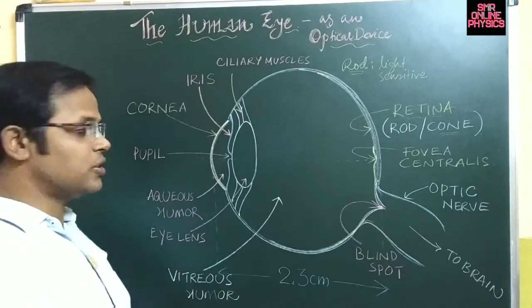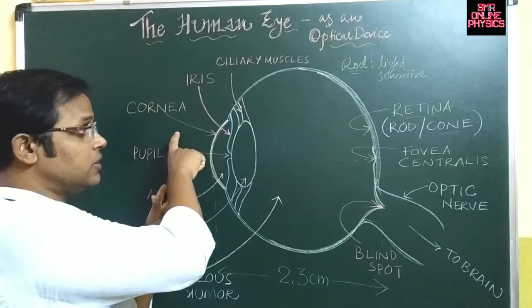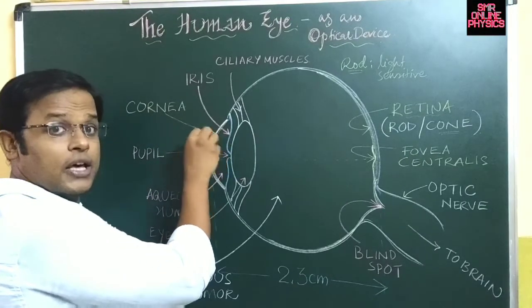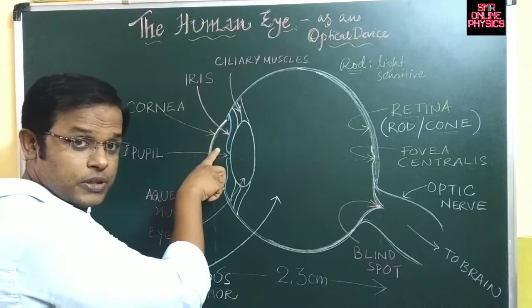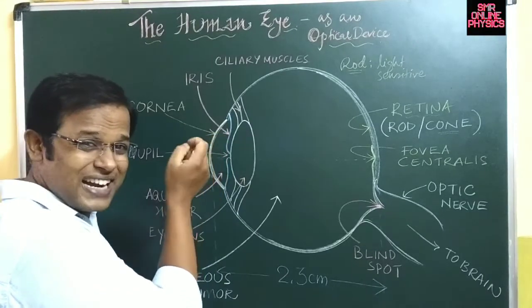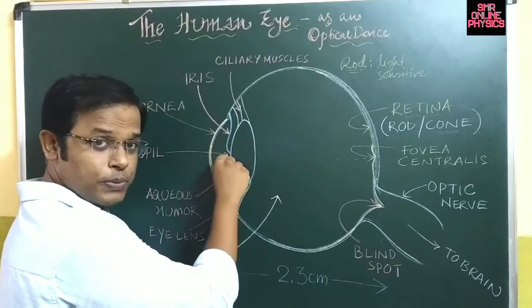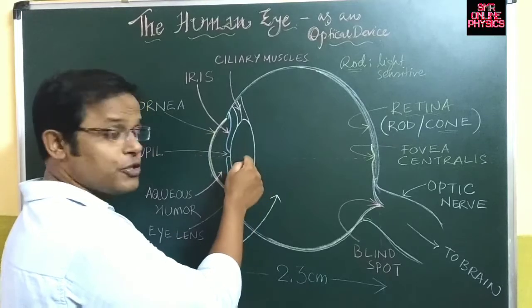It's all about the eye receiving light from the outer world. The light is incident upon the cornea. The cornea refracts the light. Then it passes through the aqueous humor. It also refracts and adjusts the light a bit. Then it passes through the pupil, the opening of the eye, and then it passes through the eye lens.